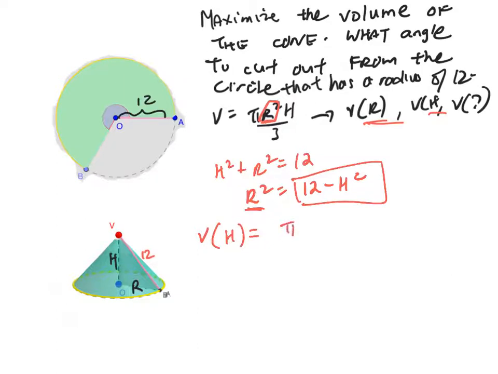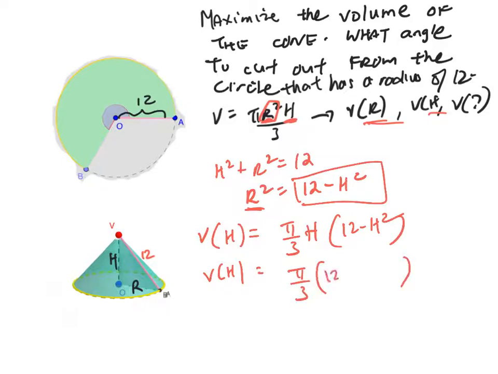Okay, so we have pi over 3. I'll put the h first over here, and then in brackets the r squared, which is 12 minus h squared. In other words, my function here is going to be, I'm just going to expand the bracket part, 12h minus h cubed. So I have a cubic function.